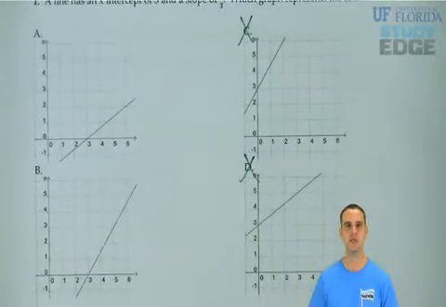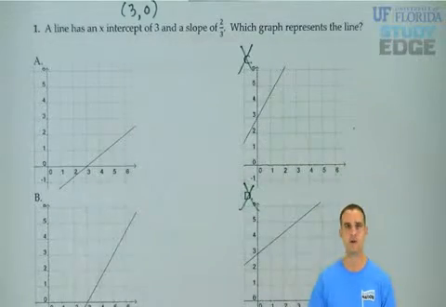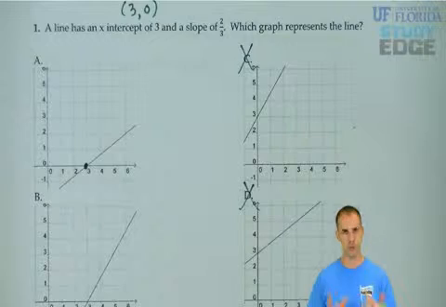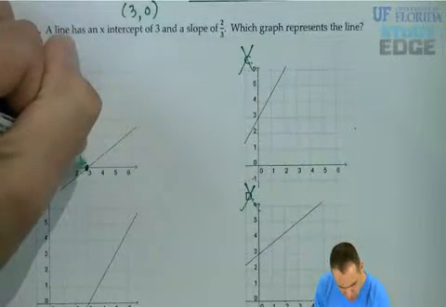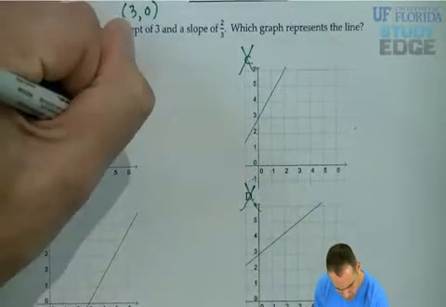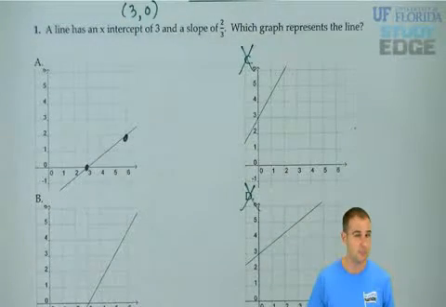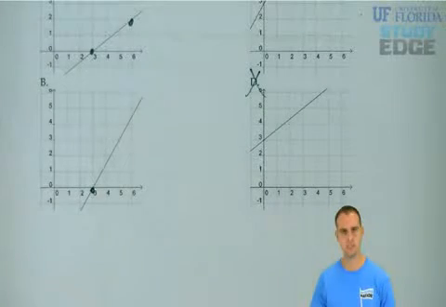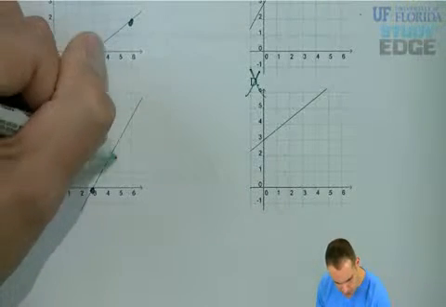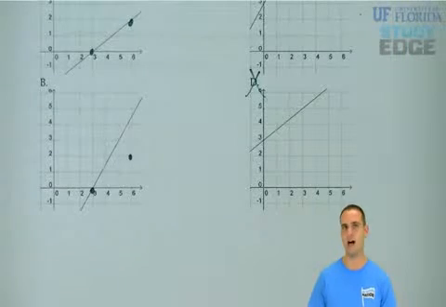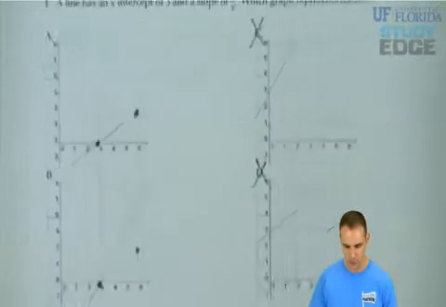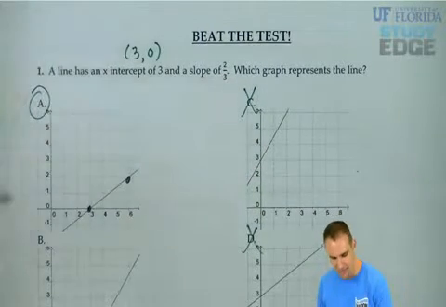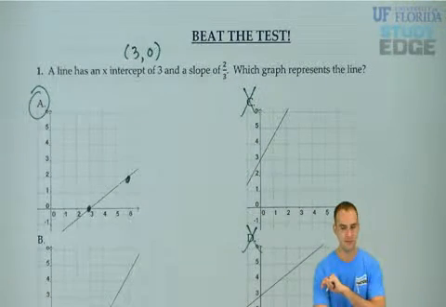So between these two, we want a slope now of 2/3. So from that point, I need to be able to go up 2 and to the right 3. From that point, I'm going to go up 1, 2, and to the right 1, 2, 3. And that looks like it's going to be it. But let's check. For this one, from (3, 0), I'm going to go up 2 and to the right 3, and that's not even on the line. So this cannot be the actual line that has an x-intercept of 3 and a slope of 2/3. The answer has got to be A.